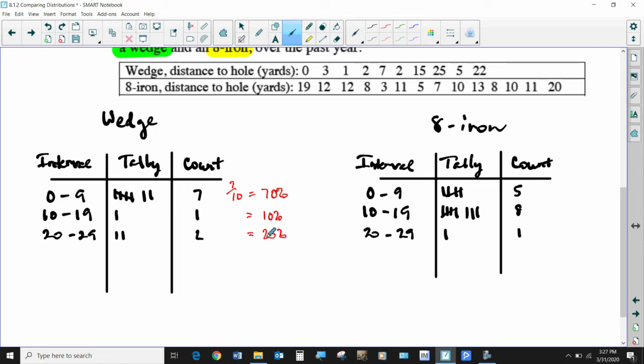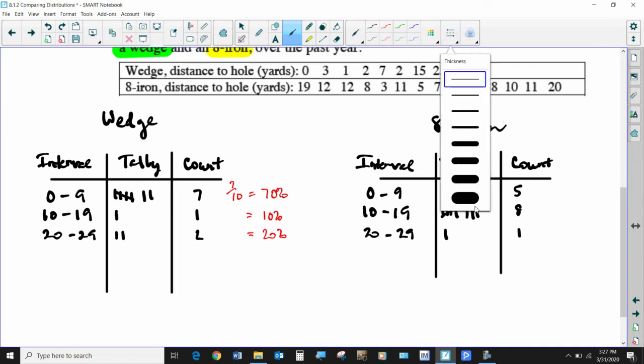You still had some, you weren't real consistent. You had some really bad shots as well. I mean, this one is 25. That's like 75 feet away from the hole. How do you even hit a shot that bad with your wedge? I don't know, but I suppose you can. Let's take a look at these guys.